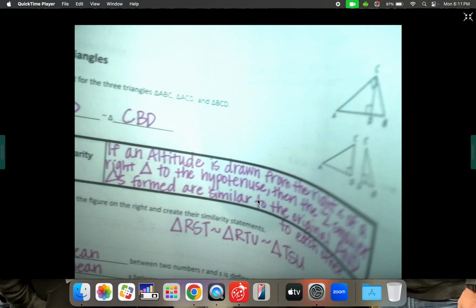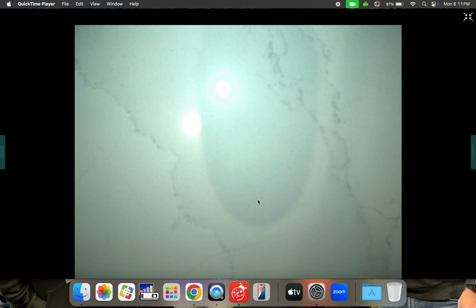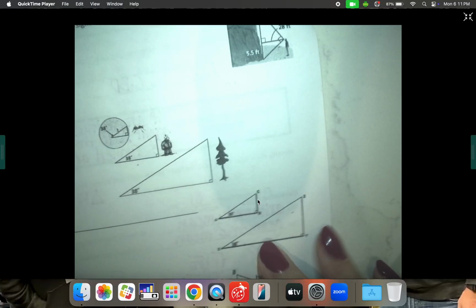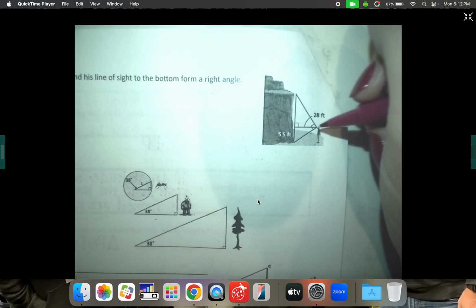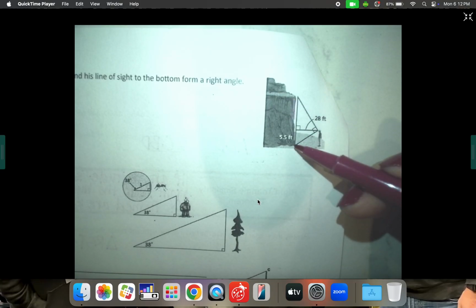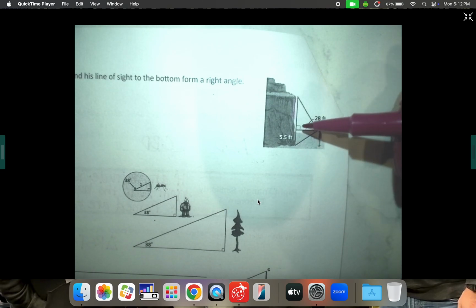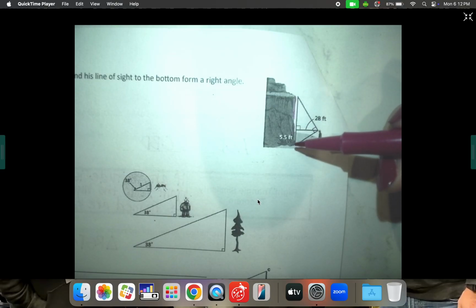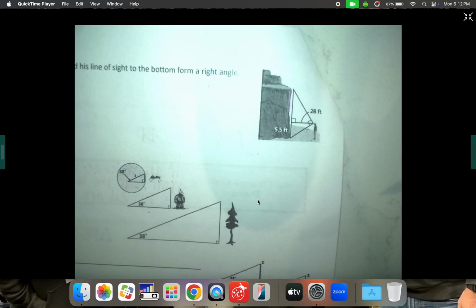Okay, let's turn the page to our very last problem. We're almost done. This one has to do with this picture over here on the right, this guy looking at a cliff. He's trying to decide, based on his height and these two similar right triangles, how high the cliff is. We know from here to here is 5.5 feet. We don't know how tall it is from here to here. So we're going to have to find that one and then add them together to find the total height of the cliff.